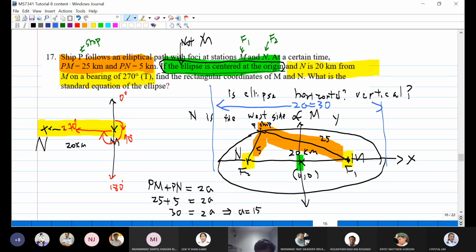Okay, so this is how they are connected. You have to memorize this formula. It is always 2A. So you know A equals 15 now, and you know that the horizontal ellipse looks like this. So what is the equation of the ellipse here? It is x squared over a squared plus y squared over b squared equal to 1.